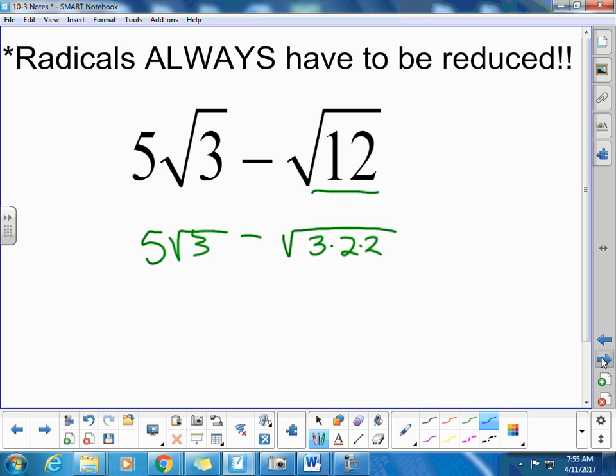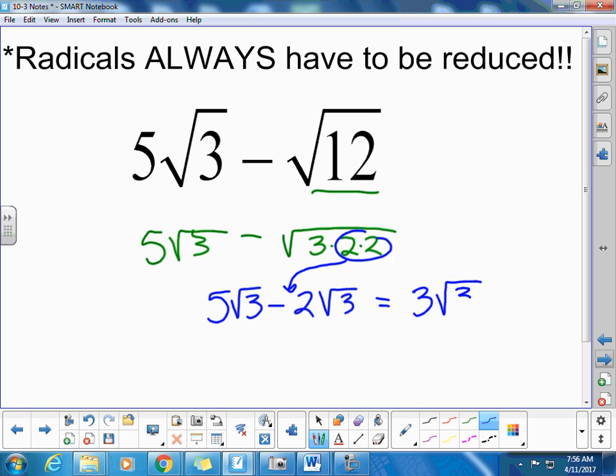And again, we have a pair of 2's in there, so hopefully you remember only 1 comes out. So this would be 2 square roots of 3. And we had that 5 square roots of 3 minus 2 square roots of 3. So now 5 minus 2, 3 square roots of 3.